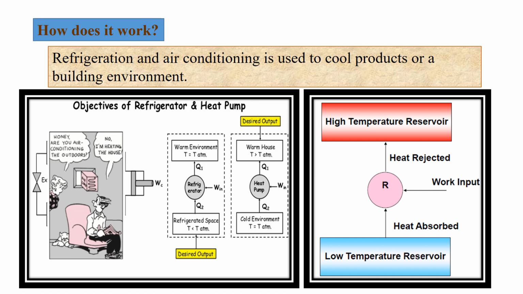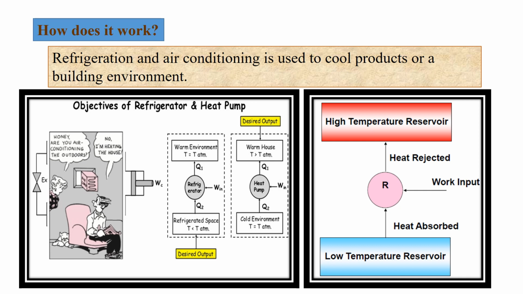This is completely working based on thermodynamic cycles. You know the second law of thermodynamics. The second law says that it is impossible to move heat from a low temperature region to a high temperature region without external work being supplied. But this refrigeration system works on exactly this: heat is moved from a low temperature region to a high temperature region with external work supplied. So that is the basic principle of the refrigeration system.